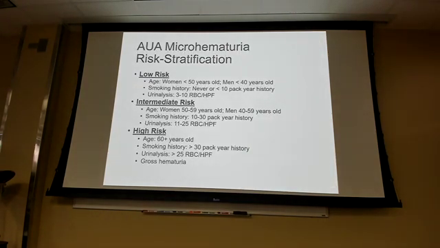Don't need to know this, but AUA does stratify microhematuria based on the likelihood that the patient has cancer. And if you just look at it, as you get older and you smoked more, you go from low risk to high risk. The older you are, the more you smoke, and the more blood in your urine, the more likely it is to be cancer. That's this in a nutshell. So there's no reason to memorize these. Just understand that there's risk stratification.